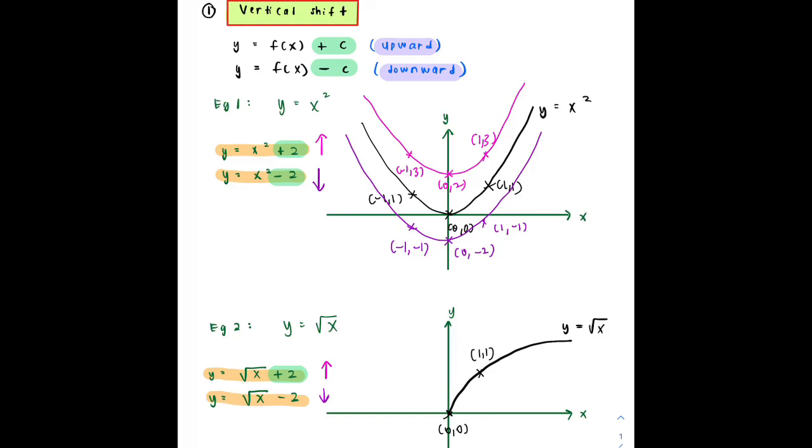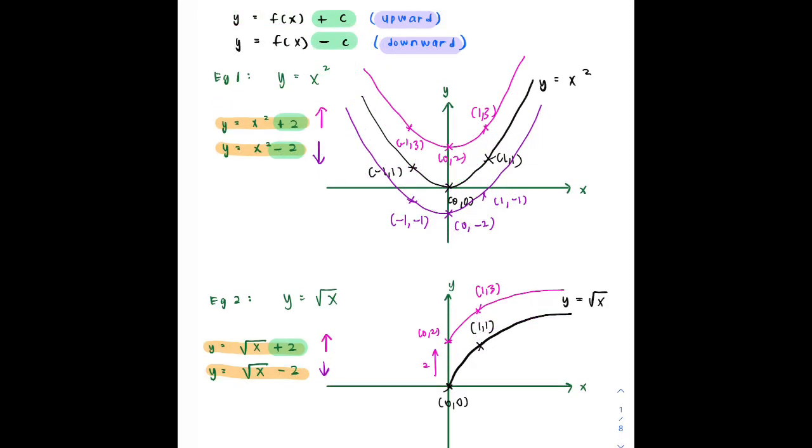Okay, so this should be your new graph. So when you go up by 2 units, therefore the new coordinate now is 0, 2. How about 1, 1 here? So 1, 1, when you go up by 2 units, now this will become 1, 3. So this is the graph for y equal to square root of x plus 2.